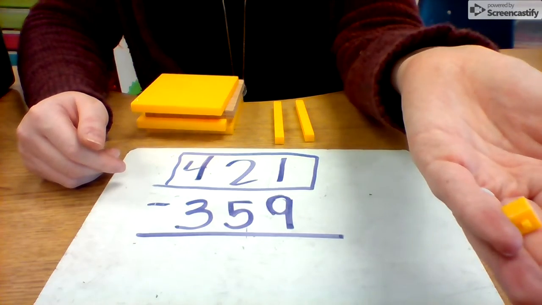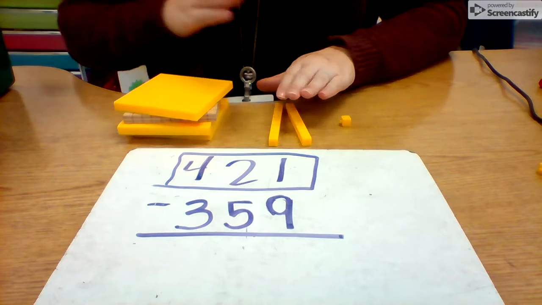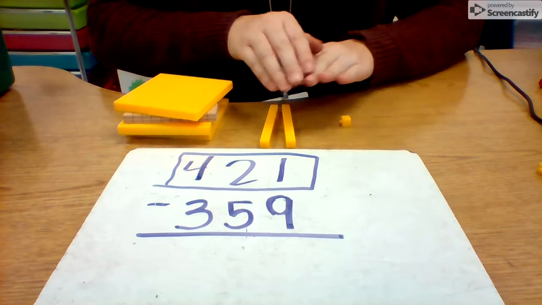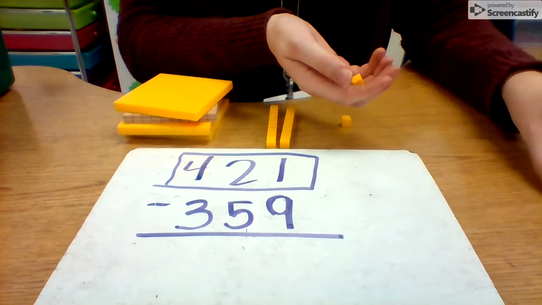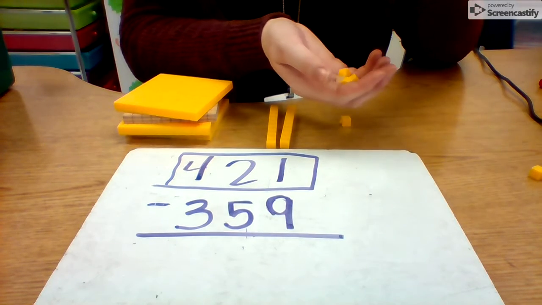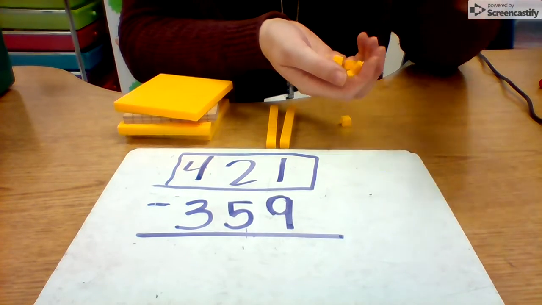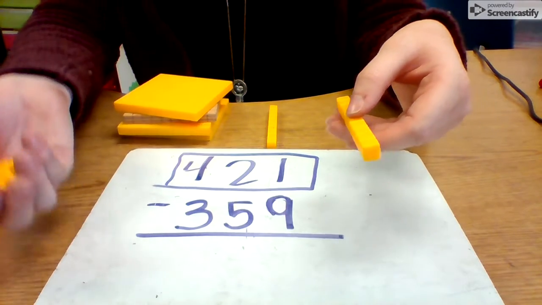I only have 1 one. I can't take 9 ones out. But what I can do is exchange one of my tens for more ones. So what I'm going to do is count out 10 ones. 1, 2, 3, 4, 5, 6, 7, 8, 9, 10. And I'm going to exchange a 10 for these 10 ones.